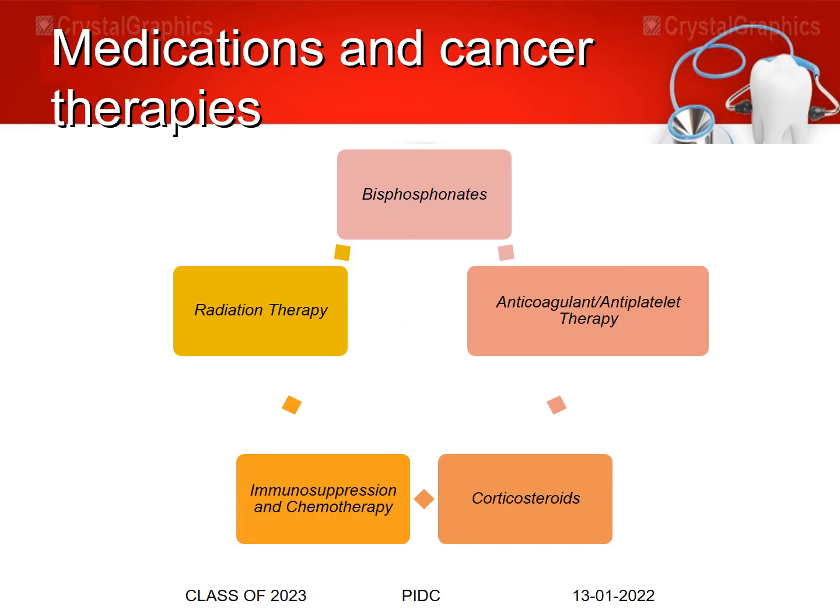Medications and cancer therapies. Medications such as bisphosphonates, anticoagulants or antiplatelet therapies are given. Corticosteroids, immunosuppression, chemotherapy or radiation are types of treatments which are given to patients with cancer.